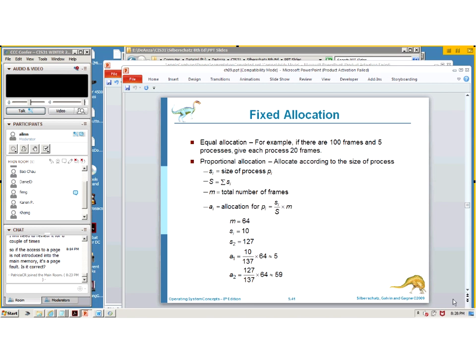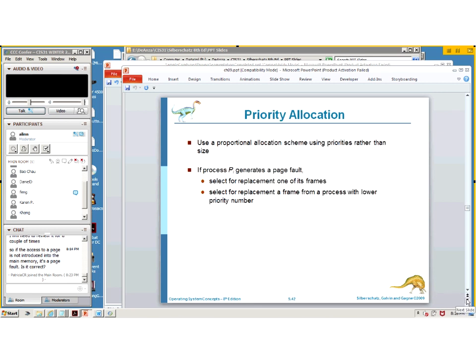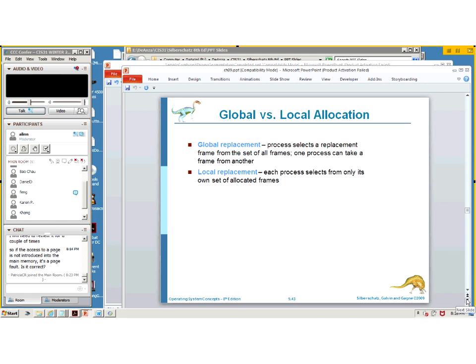So fixed allocation. You don't need to know the algorithms, guys. These mathematical things. Priority is pretty simple.